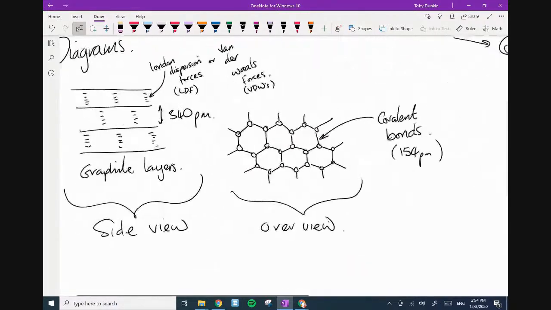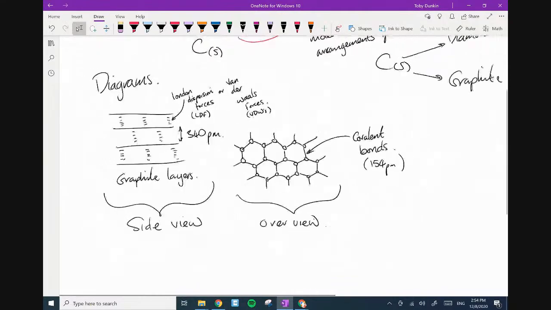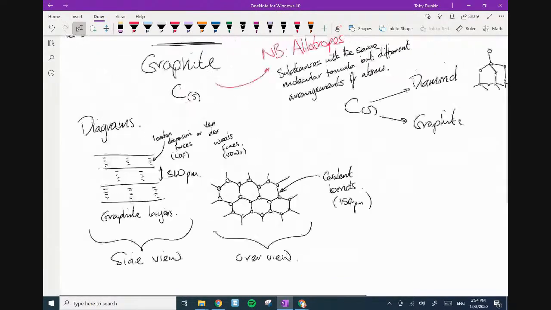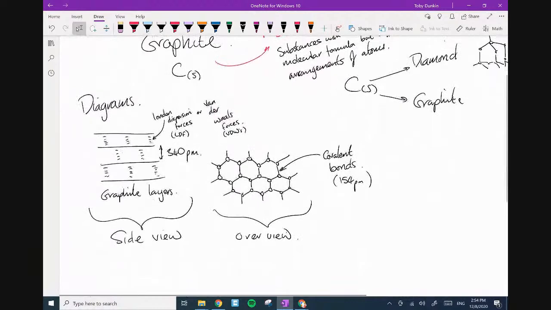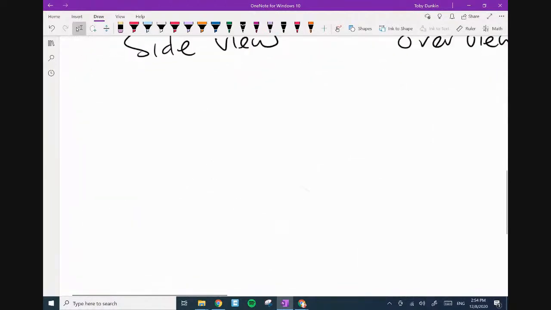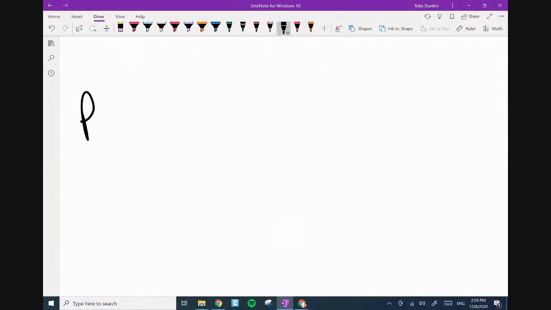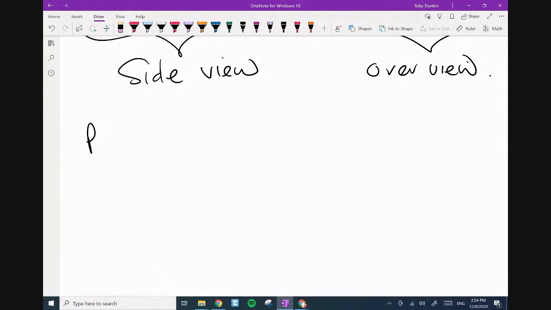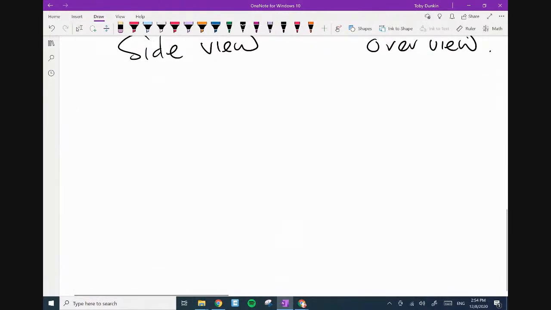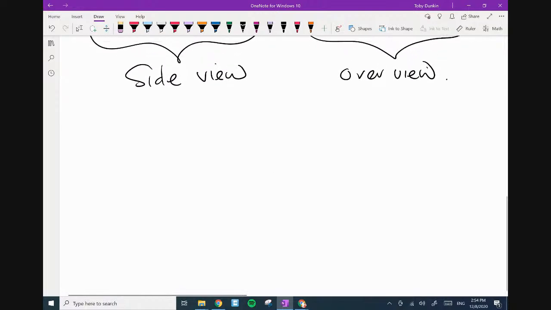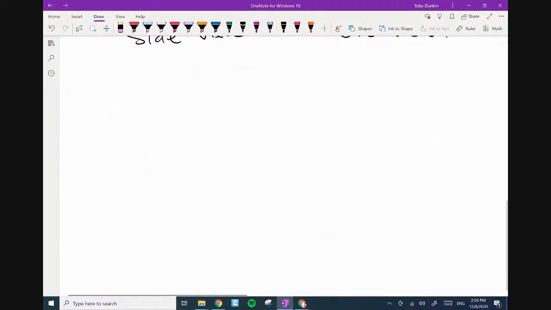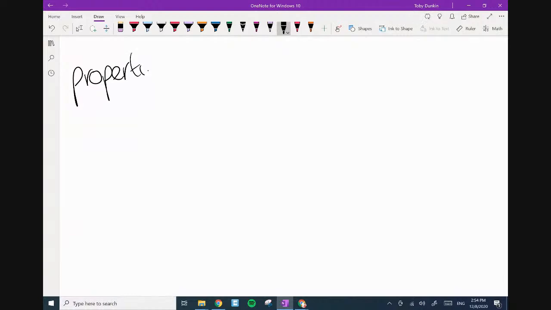Now, these images are used to explain a lot of the properties. You need to be able to draw these, folks, just so you know. So let's now do the properties. Zoom in. There we go, properties. So what are graphite's properties?